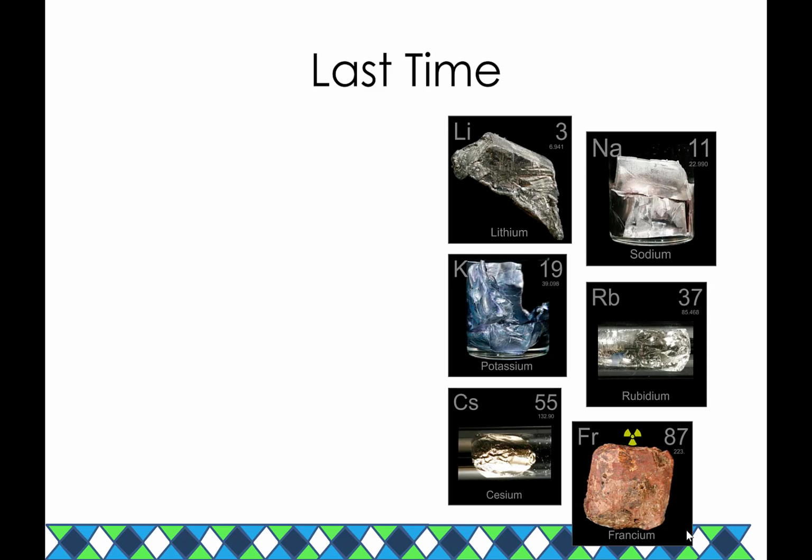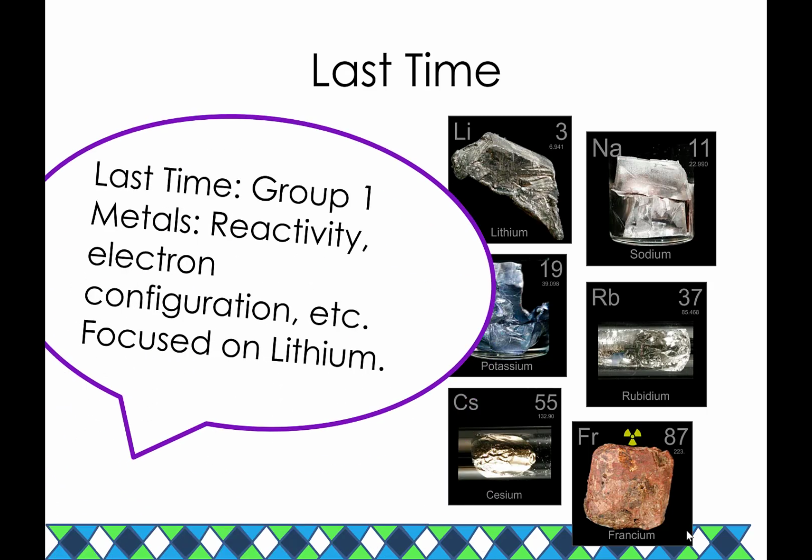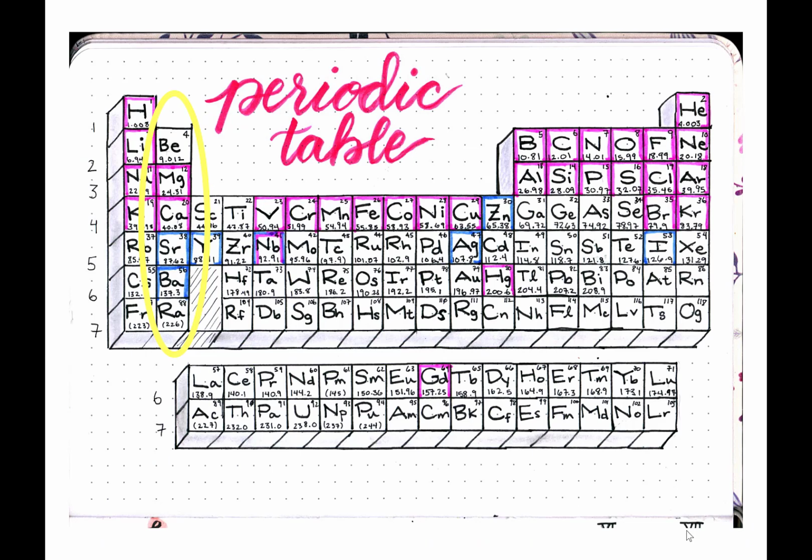Previously, we've discussed the chemical reactivity of the group 1 metals: lithium, sodium, potassium, rubidium. We talked about how they're great reducing agents, their electron configuration. We talked quite a bit about lithium and how it's used in medicinal applications to treat bipolar disorder. So we're going to continue on surveying the periodic table with the group 2 metals.